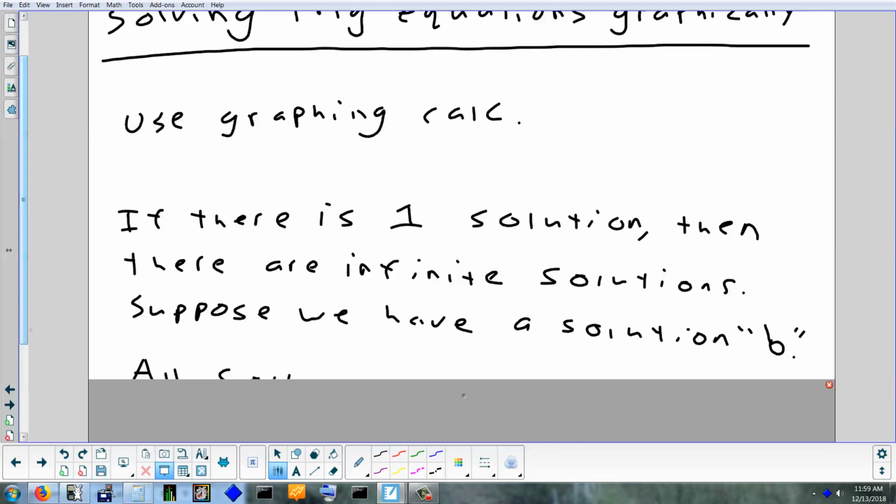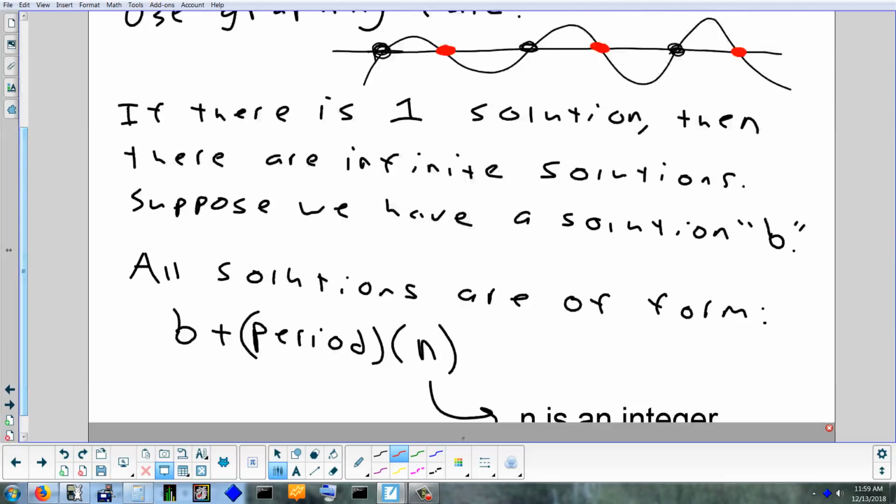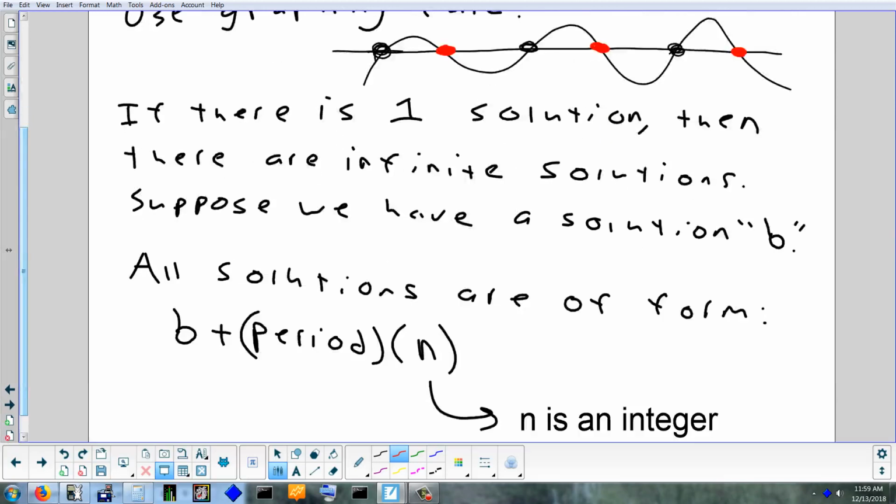With any kind of trig equation, if you can find one solution, then that means there's infinite. If you find one spot that the line crosses it, well, if you continue that line, it's going to keep crossing it. This answer is repeated here, here, and there. This answer is repeated here, here, and here. You're going to get a red answer every cycle. You're going to get a black answer every cycle, over and over forever. So that is how you write your answer.